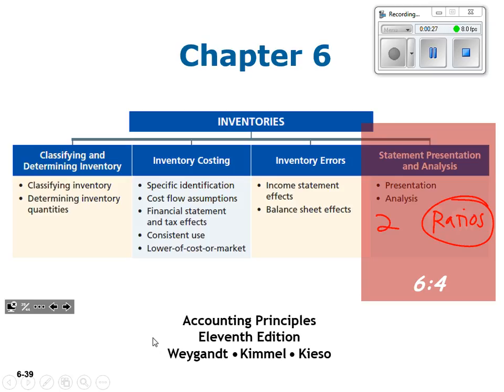Income statement was a little bit more challenging. Basically, if COGS is understated, then your net income is going to be overstated and vice versa. So that was yesterday. Today, we're going to take a look a little bit more at financial statements and then analyze them in the form of two ratios that are really easy to learn.